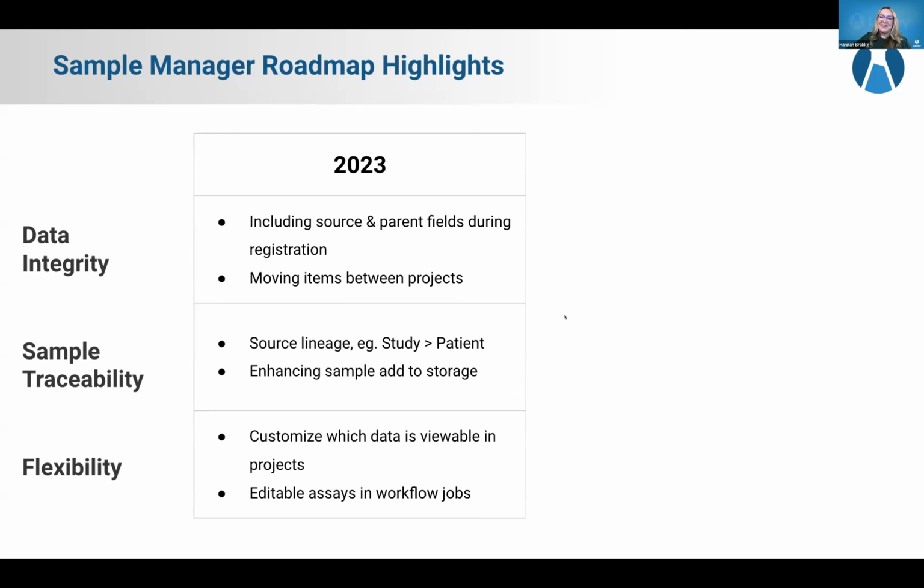And as I mentioned, we delivered a lot of feature enhancements last year, but I'm going to focus on a few examples of each of these key areas. So for data integrity, easing that registration process by making sure that samples are getting registered with the right lineage by including those source and sample parent fields by default. Making sure that we've added the ability to move items between projects, which helps groups more accurately reflect where those items should be in the organizational components of the lab.